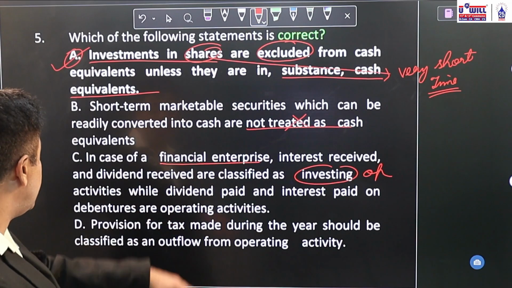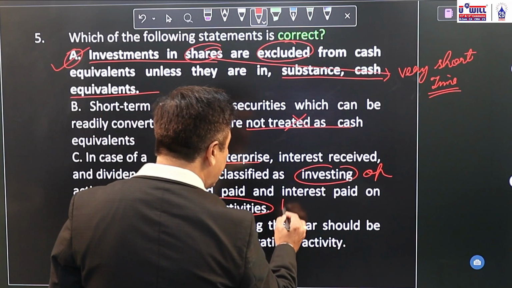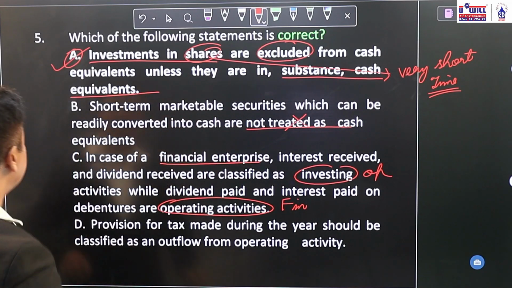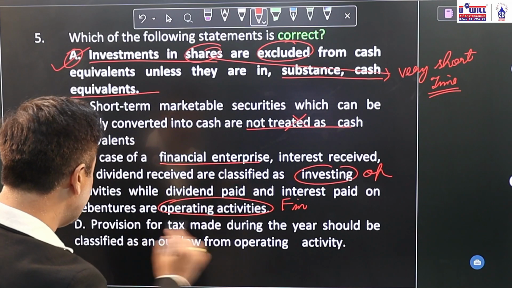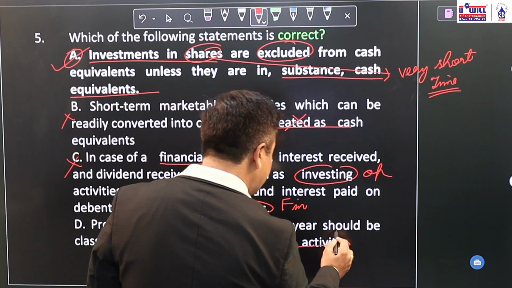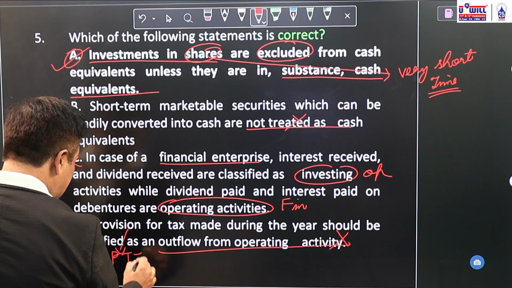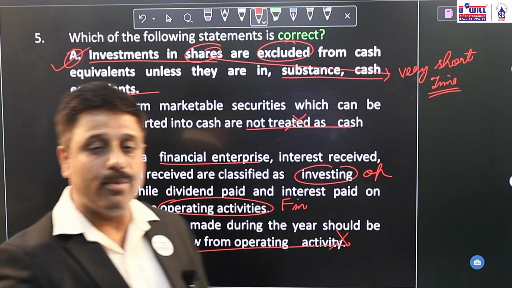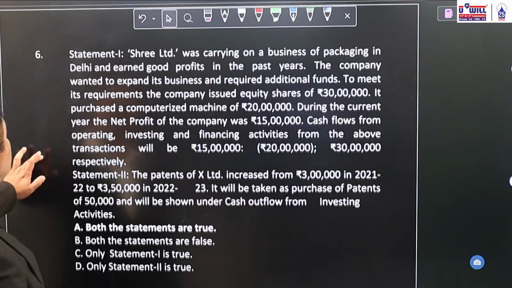While dividend paid and interest paid on debentures are operating. No, dividend paid and interest paid are always financing, whether for a financial enterprise or for a non-financial enterprise. So this is also wrong. Let's rule out the D option also. Provision for tax made during the year should be classified as an outflow from operating activity. No, we take it in profit before tax and extraordinary items. We calculated it while finding profit before tax and extraordinary items. Only option A is correct. Going with question number 6.